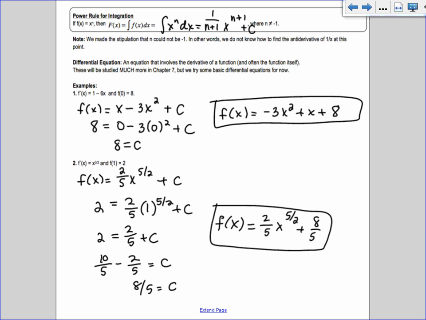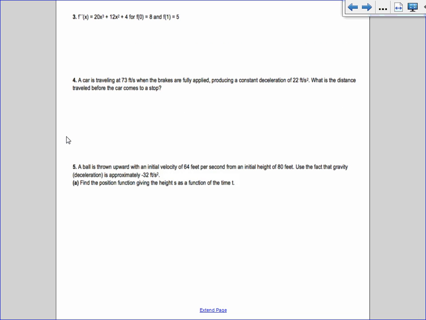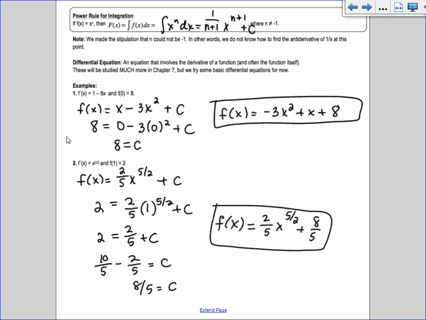Anya? Where's the simplest one? Because I wrote 2 with a denominator of 5. I multiplied by 5 over 5. Can I flip? Are you good?